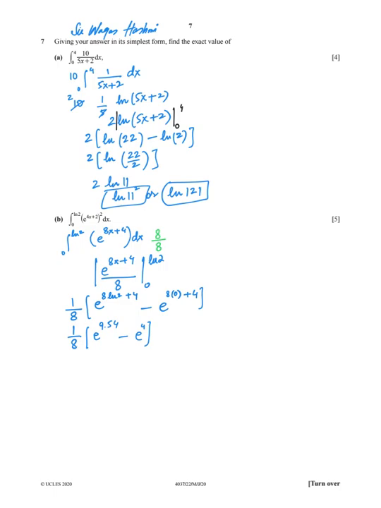So e to the power 9.45 equals 13977, minus e to the power 4, which equals 54.6, alright. So now we need to subtract them. 13977 minus 54.6, and you need to divide it by 8. So that is equal to 1740. That is your answer.